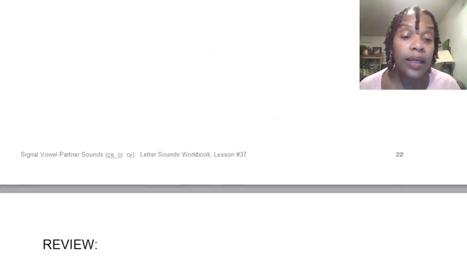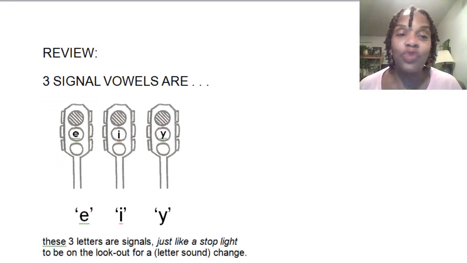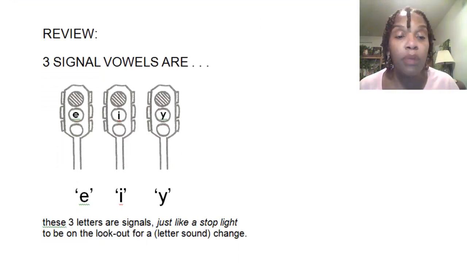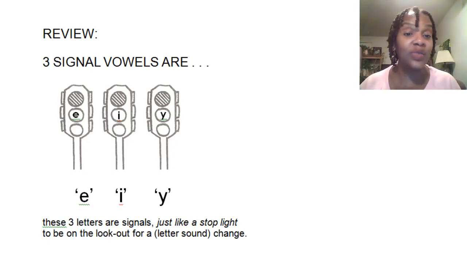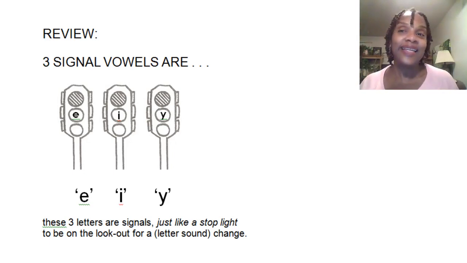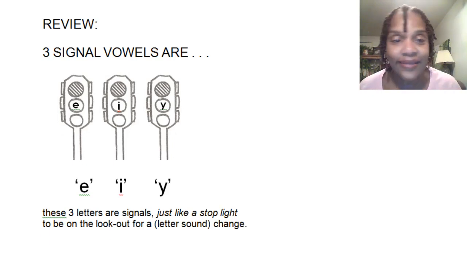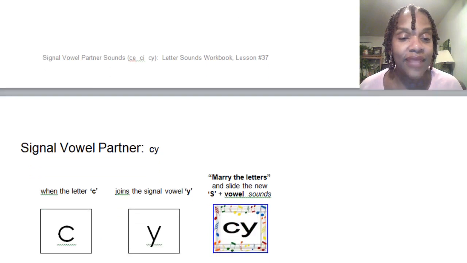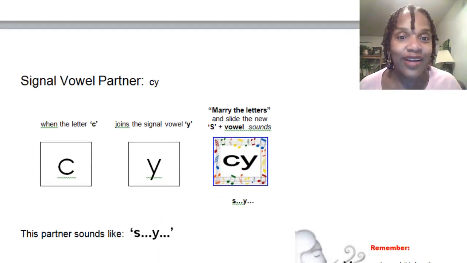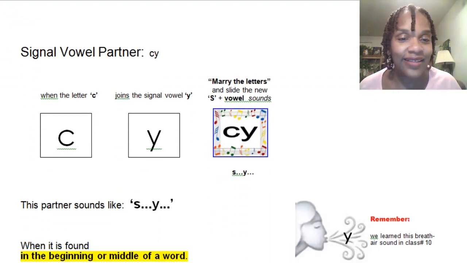Let's review again. What are the three signal vowel partners? E, I, and Y. What's up next? Y, right? Because we've learned about the signal vowel CE, the signal vowel CI. Now it's time to do CY. Right? Alrighty then. So now I think you've got it, right? Makes sense now. Doesn't it? I think so. All right.